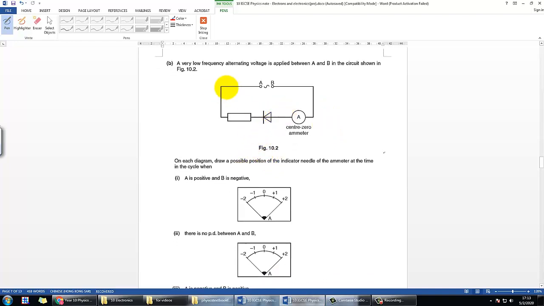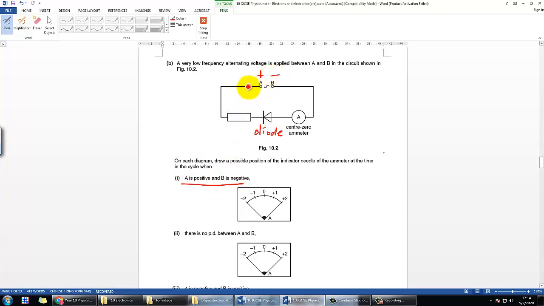The next part is it asks you that here is a circuit with A and B. If you look at this symbol, you know this is alternating current AC with the symbol of a sine wave here. There is an ammeter, and this is the diode. If you remember from the first video I talked about diode, this is a resistor, and it asked what would happen if the pole here is positive and negative for the first question.